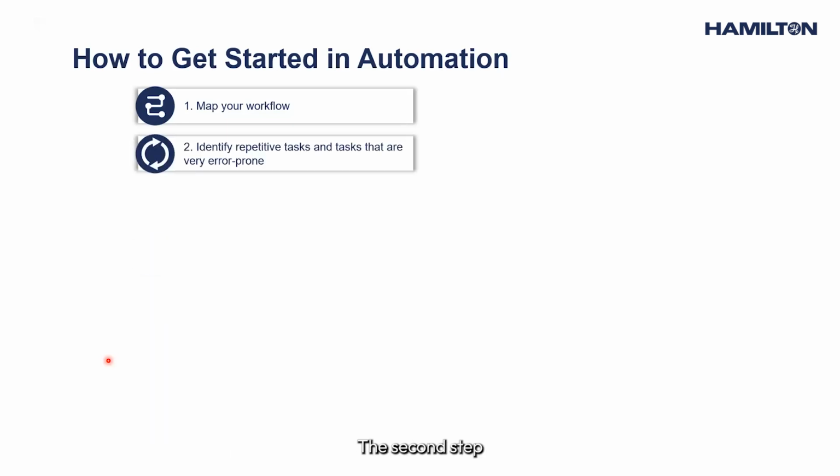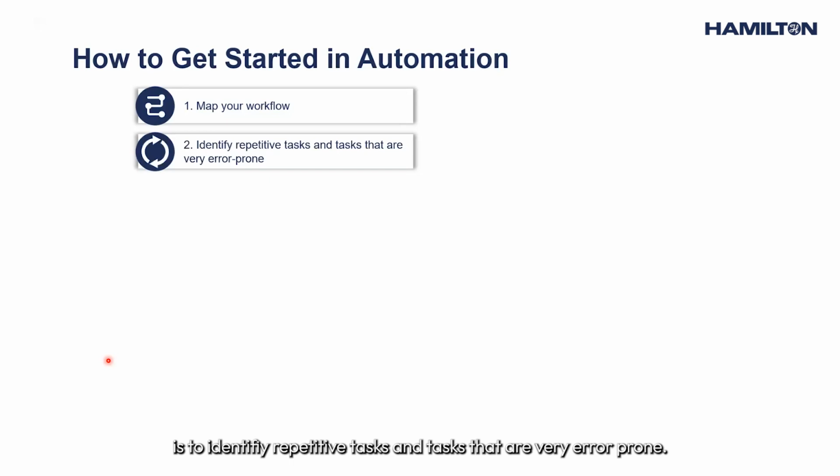The second step is to identify repetitive tasks and tasks that are very error prone. For example, when we do sample dilution, we have to dilute all of our samples, and the dilution factor of all of our samples is different. This is very error prone and can be handled easily by an automation system.